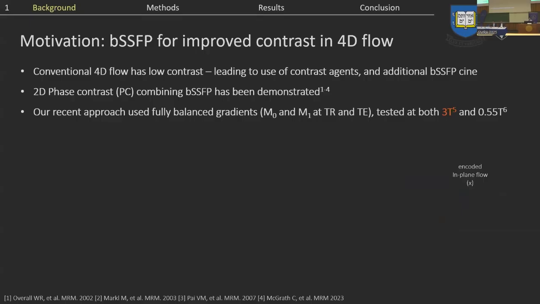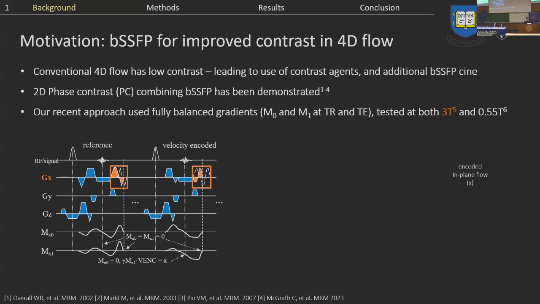The conventional 4D flow has limited contrast that leads to the use of contrast agents and an additional bSSFP CE scan. However, there have been some studies that have successfully combined 2D phase contrast with bSSFP into a single scan so that they have better flow imaging. And including our recent approach, we have fully balanced gradients in all the X, Y, Z three directions, and we add bipolars to encode the flow in one direction. And most importantly, what we found is that we have to add an extra bipolar at the end to null the first moment, without which the velocity will be wrong.